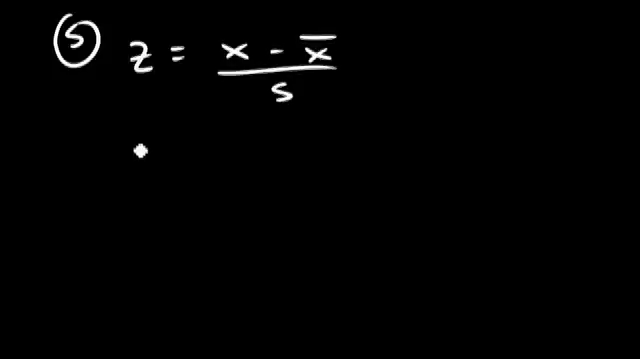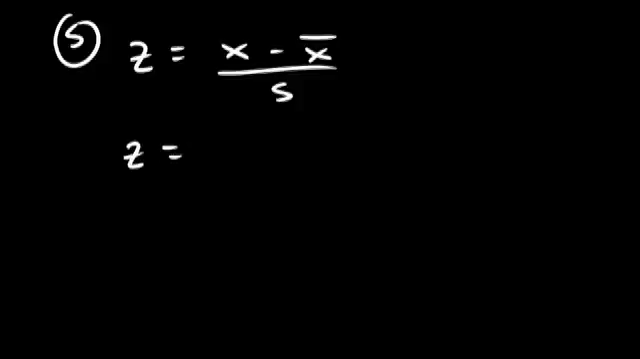Question 5. In question 5, we're going to compare two z-values to see which one is higher, because they're asking for the higher relative position. So z is x minus the mean divided by the standard deviation.